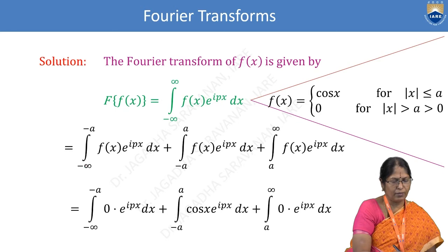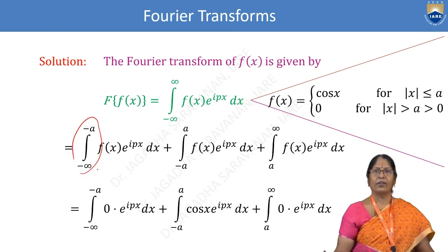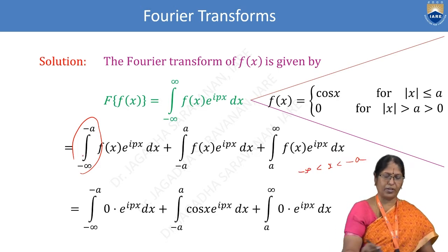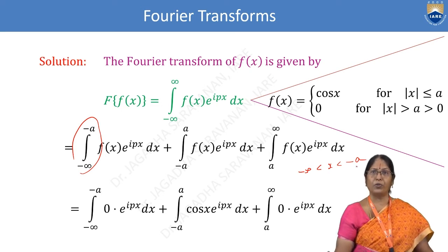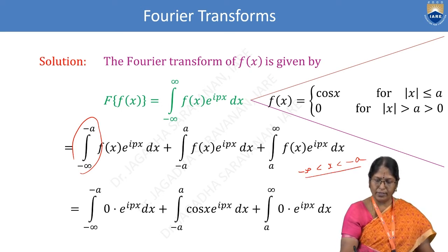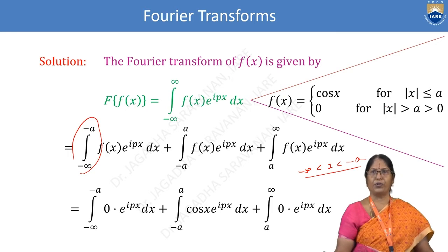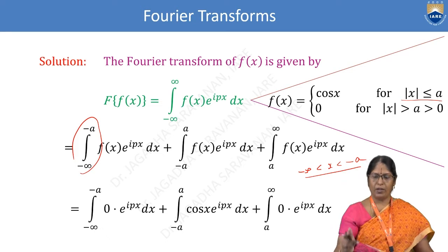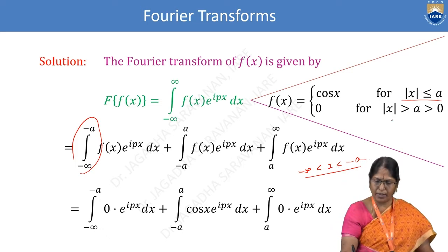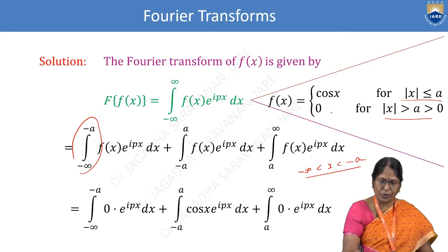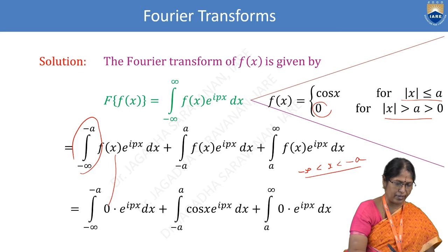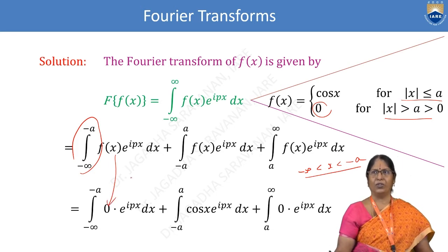Now, what is the meaning here? X lies between minus infinity to minus a. This is the integral, x lies between minus infinity to minus a. Satisfying this, what is our function? This we know it is strictly x lies between minus a to a. So it is not satisfying this. That means it falls under this one. According to this, the function is 0. So f of x is replaced by 0.